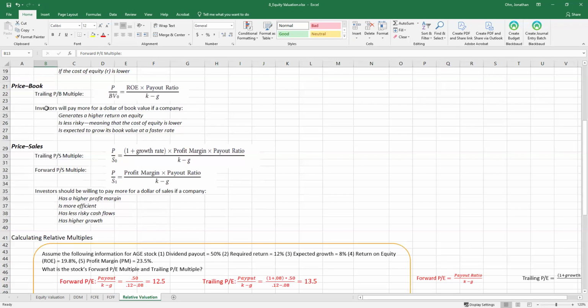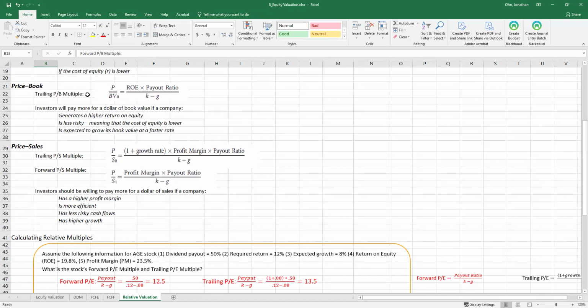This one, this trailing, is more popular. Investors will pay more for $1 of book value of the company's equity if the company generates higher return on equity. The higher the return on equity, the higher the payout ratio, the lower the cost of equity, and the higher the growth rate, and then the higher the book to market ratio.